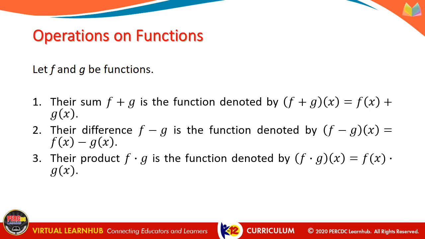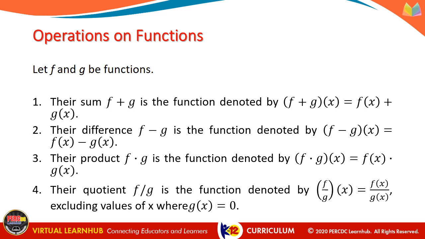Their product, f times g, is the function denoted by f times g of x, which is equal to f of x times g of x. And their quotient, f over g, is the function denoted by f over g of x, which is equal to f of x divided by g of x, excluding values of x where g of x will be equal to 0.